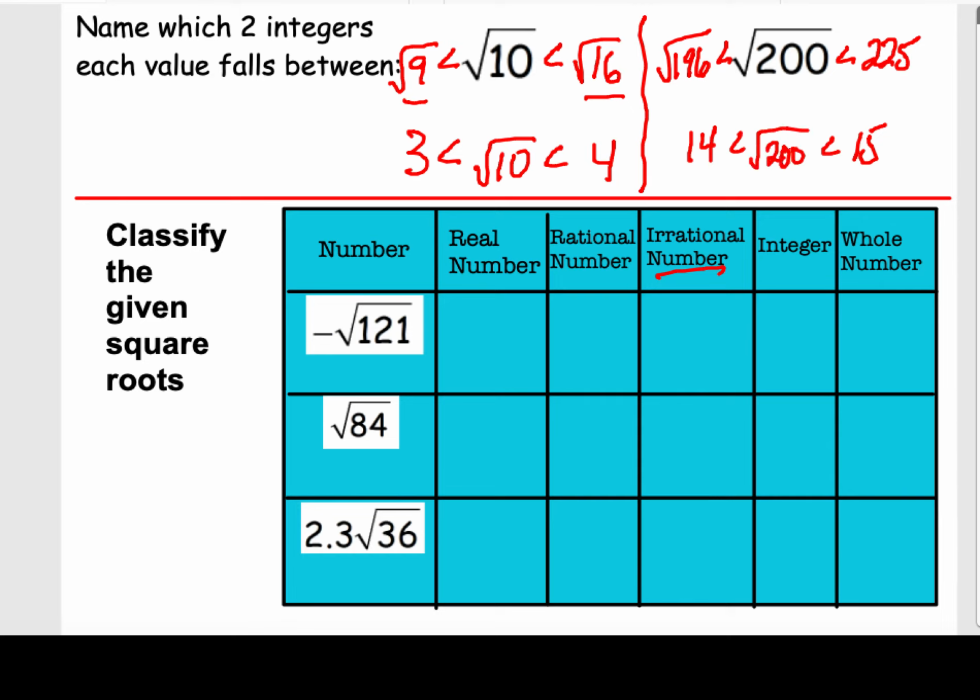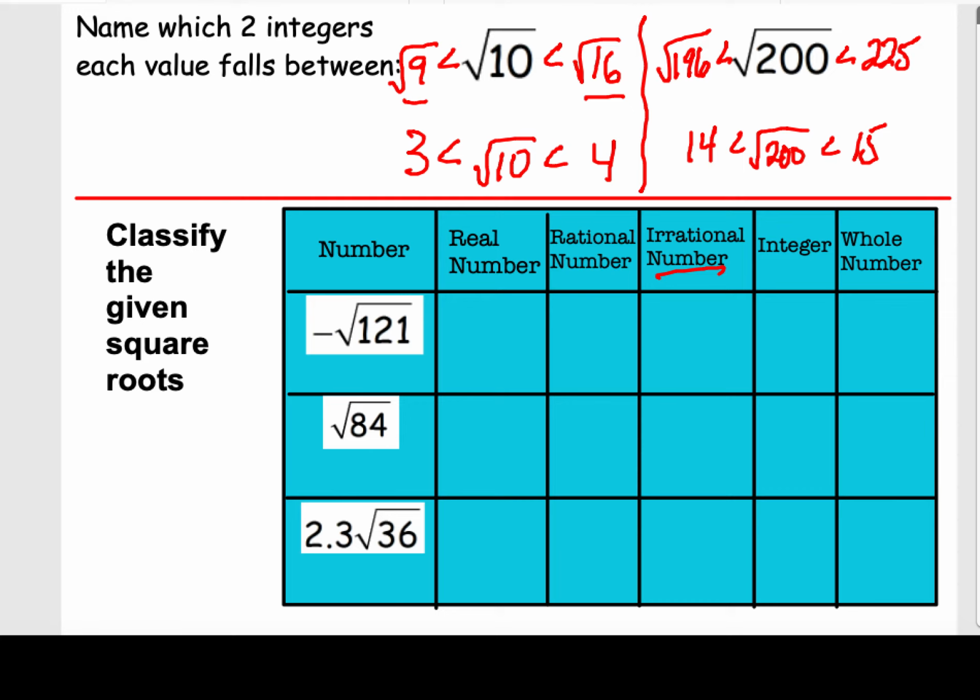I don't really know the exact number, but I do know it would be 14 point something, right? It would be bigger than 14, less than 15. So that's how we estimate between two numbers. Now, again, just to classify our numbers, we'd probably want to calculate them.